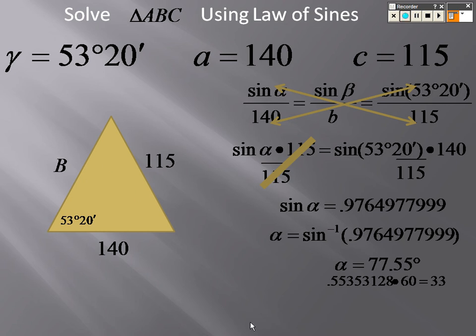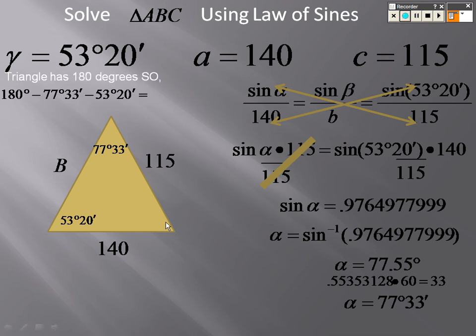So I happen to know what the angle is, but what I'm doing is switching it into degrees and minutes. So I know that it's 77 degrees, but to change it into minutes, I multiply that 0.55 times 60, which is about 33 minutes. So this is actually 77 degrees, 33 minutes. So to find out what the missing angle is, I do 180 minus the 77 degrees, 33 minutes, minus the 53 degrees, 20 minutes. I have 49 degrees and 7 minutes left over.